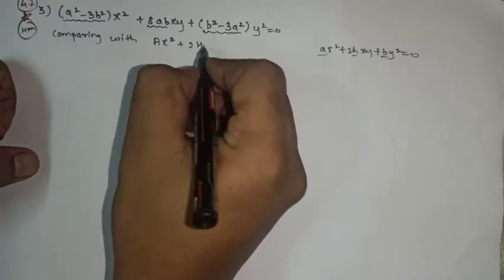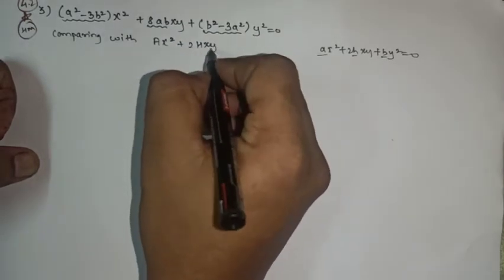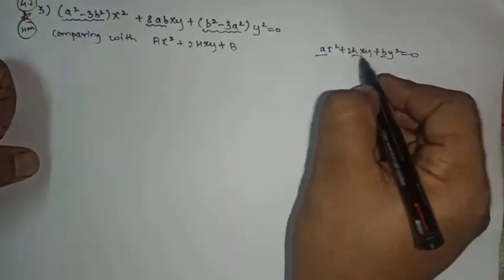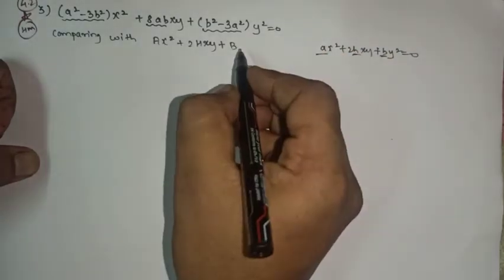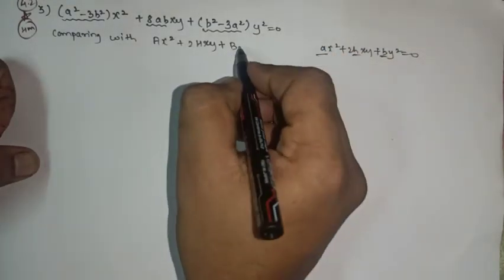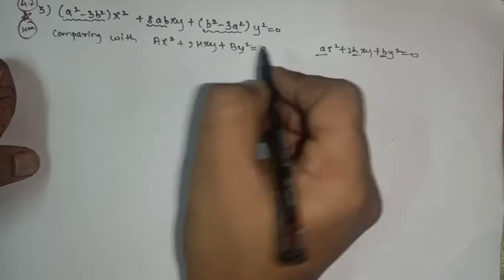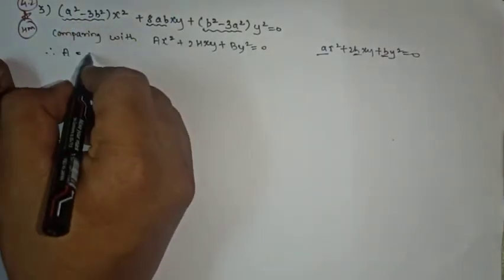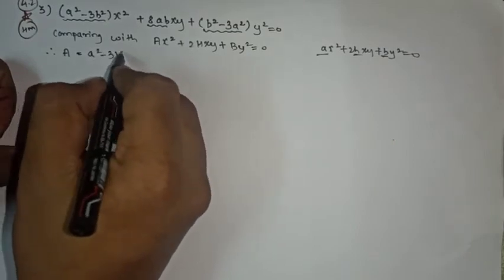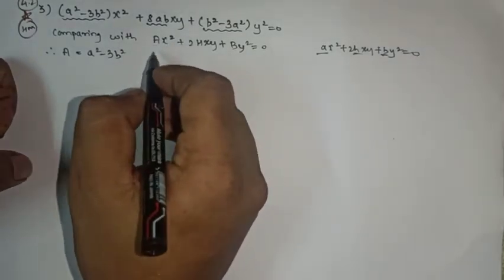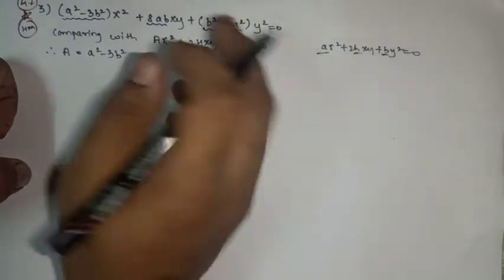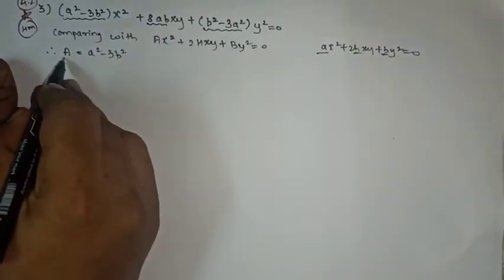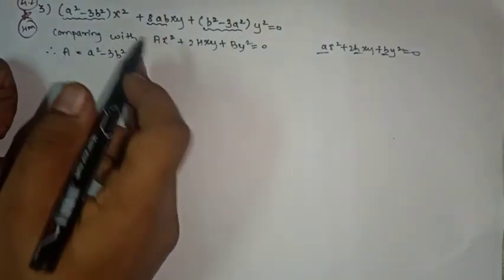plus capital H plus capital B. Only you have to change A, H and B, as we have to find the value of A, H and B. So B y square equals 0. So here you will get the capital A as a square minus 3b square. Understood why I took capital A, H and B? Already the question is in small ab, and when you compare you will get small a equals a only, so that's why I took capital.